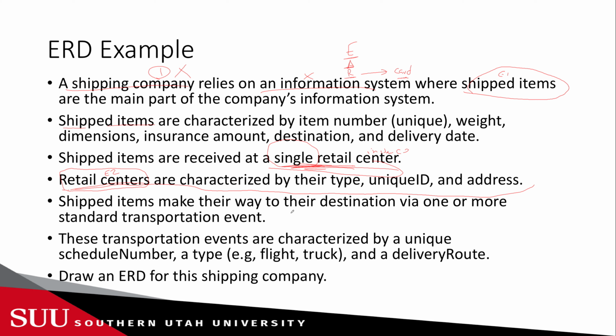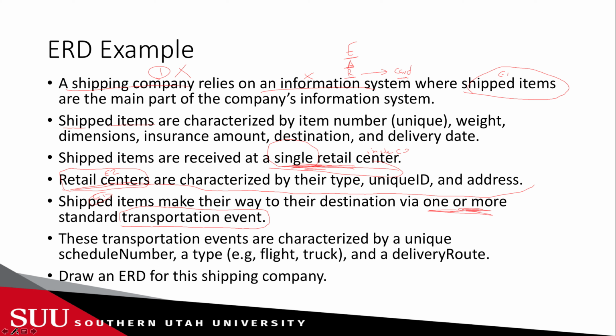Now shipped items make their way to their destination via one or more standard transportation events. Since I had one or more, this is telling me there is a relationship, and I know this is an entity because I said this is my first entity. So this has to be another entity right here. And to make sure, when I read this, these transportation events are characterized by a unique ID. So I have multiple transportation events and they have multiple characteristics. This tells me that this indeed is an entity.